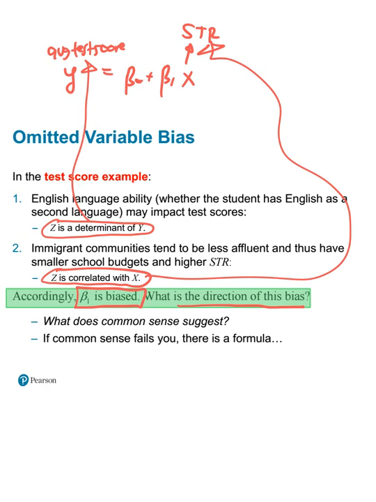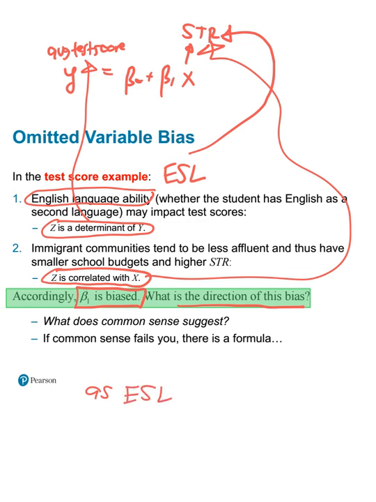So let's talk about this first intuitively, then we'll look at the math, and hopefully they both come to the same conclusion. Now think about this. If it indeed is true that our English language ability, so ESL learners, is indeed correlated with student-teacher ratios, we have here that there is a positive relationship. As the percentage of students that have English as their second language goes up, traditionally the student-teacher ratio is going up as well. There's a positive relationship.